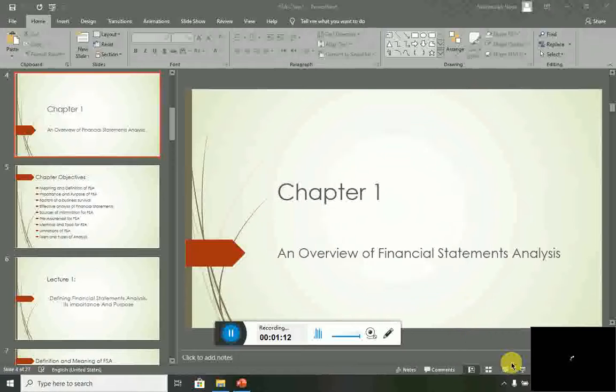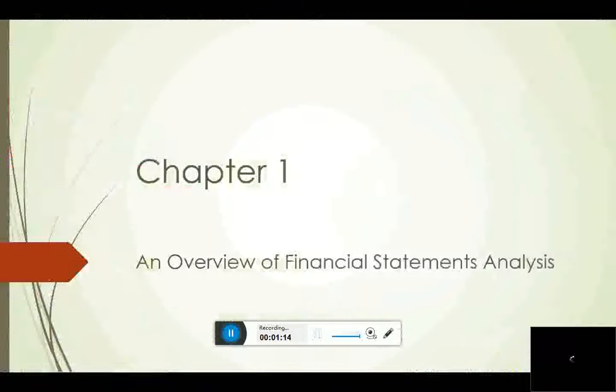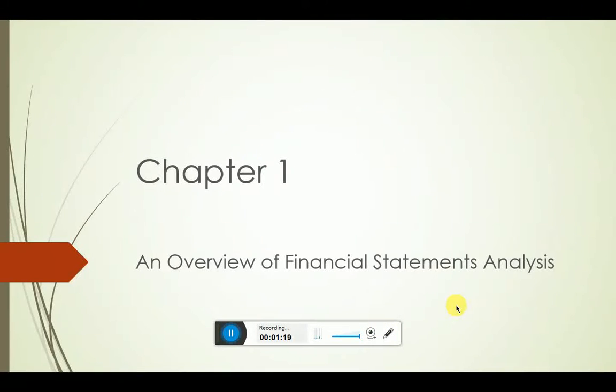Previously we had a discussion on the first chapter. It was a general discussion. We discussed how the first chapter is organized and what we are going to study in this chapter. So let's have a quick review. The title of our first chapter is An Overview of Financial Statements Analysis. It means here we will have a general discussion about the financial statements analysis in this chapter.